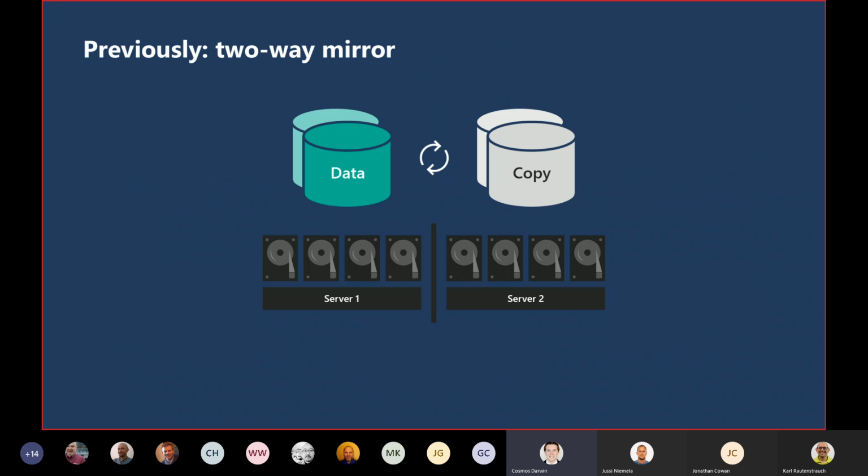Historically, the way that hyper-converged infrastructure has worked with 2 nodes relies on a technology called two-way mirroring. People have different names for it, but the general idea is you have 2 servers, you have some drives in each server, and you're going to take all the data on one server and copy all of it over to the other server. And then you have a replica, and if you have a drive failure, that's totally fine, right? All of your data is safe because you had another copy.